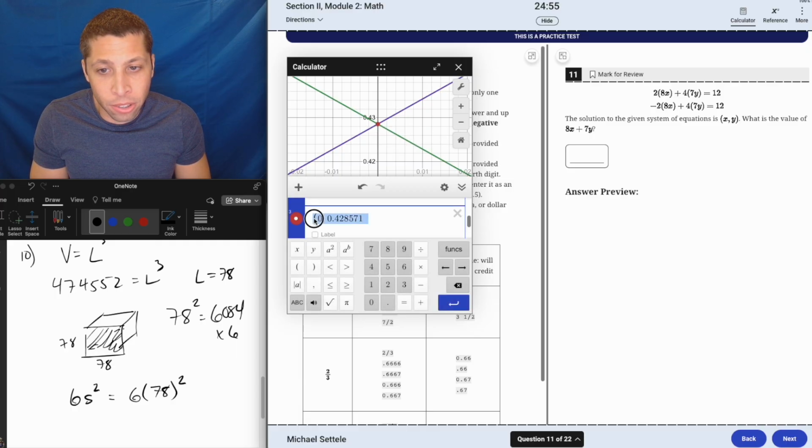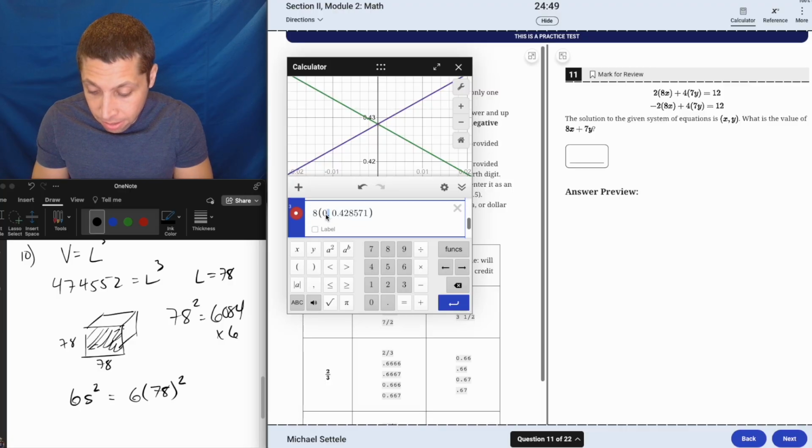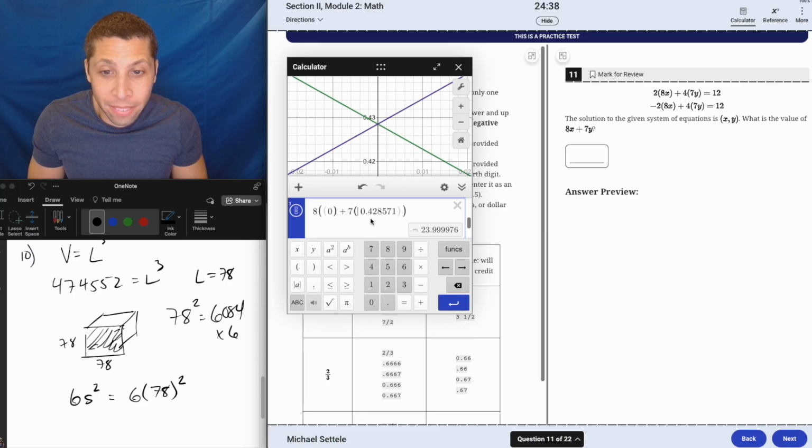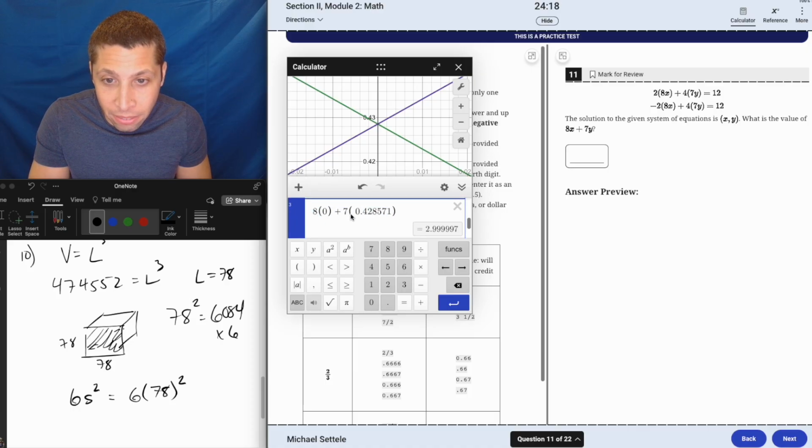They want 8x, so let's just manipulate it, right? So 8 times the x. Oop, come on, you know what I want here. 8 times the x plus 7 times the y. Why is it prompting me with those? I don't even know what it wants or what it's doing right here. 8 times 0. So I want the 8 here. What is it doing? 8 times 0 plus 7. There we go. Oh my God. So it's 3.